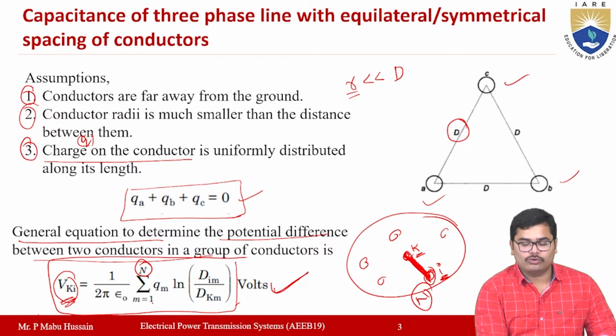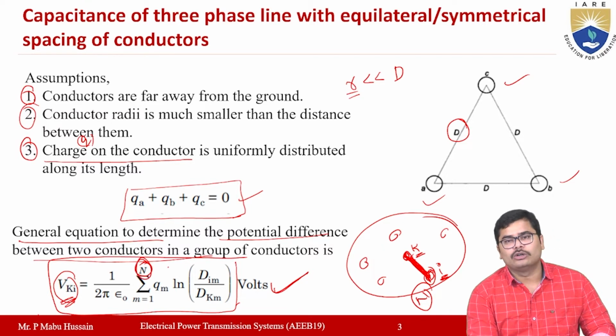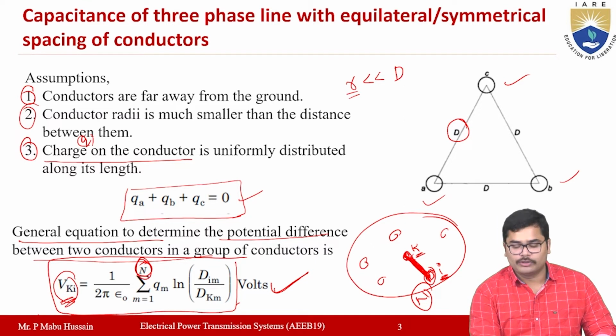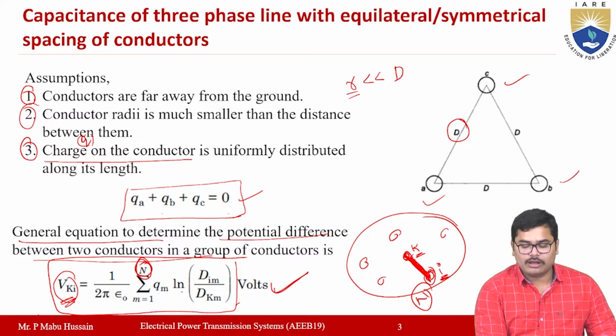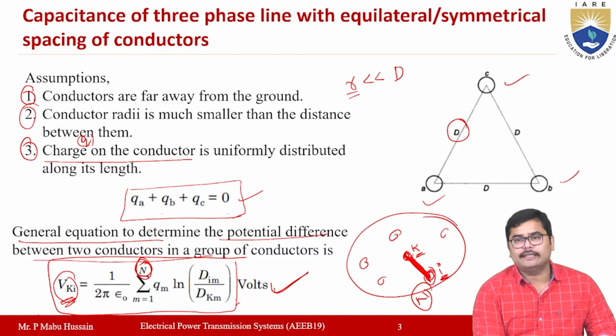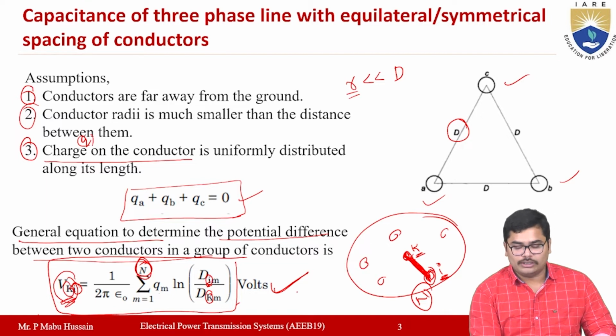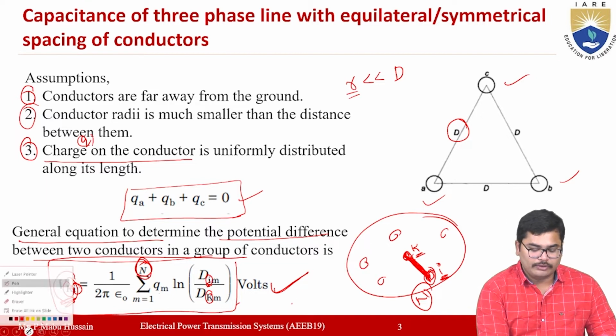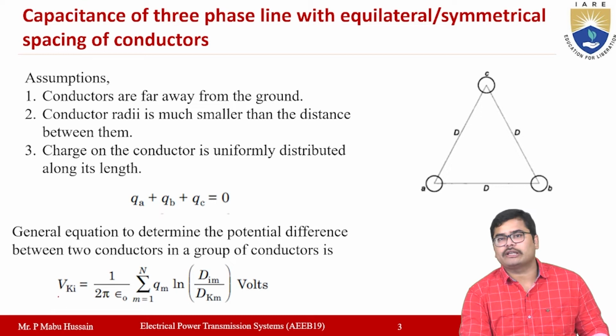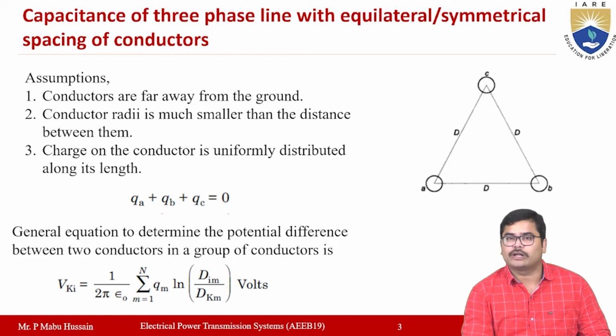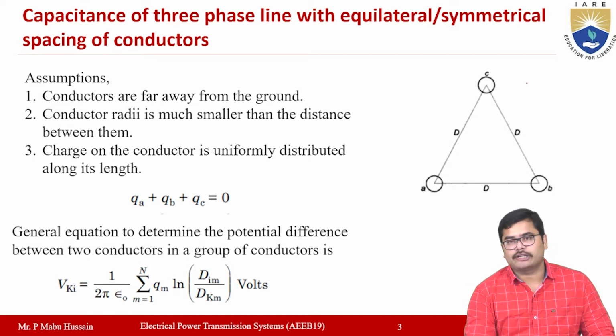of m equal to 1 to n, where capital N is the total number of conductors in the group, of QM ln DIM by DKM. In the numerator you have the I term, and in the denominator you have the K term. From this equation we are going to develop the voltage difference between any two conductors in the three-phase transmission line also.